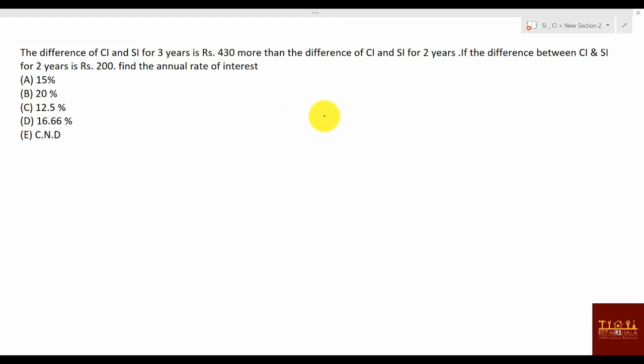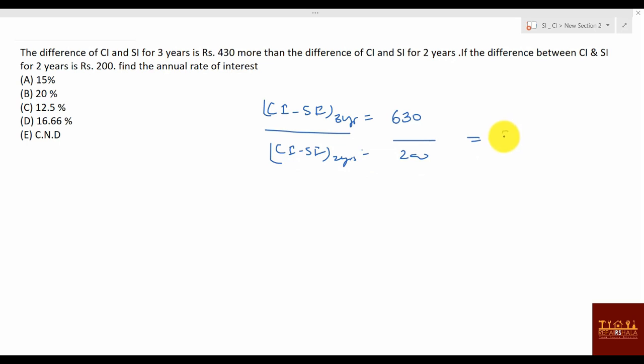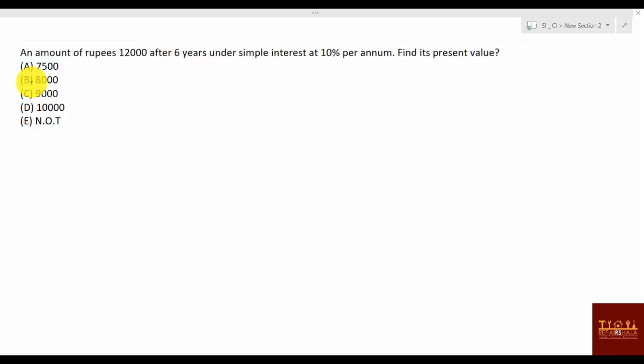What's the answer? 15%. So what you can say from this one is that CI minus SI for 3 years will be 630, and CI minus SI for 2 years is given as 200. If you divide this, you will get 3.15. 3.15 means 15%. That is this one. Clear? Check another one.